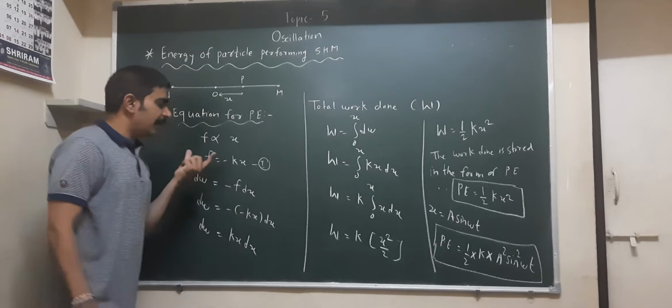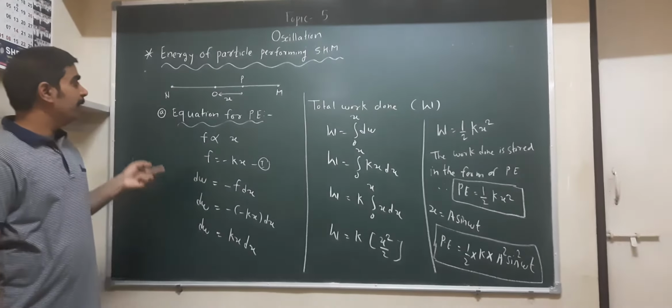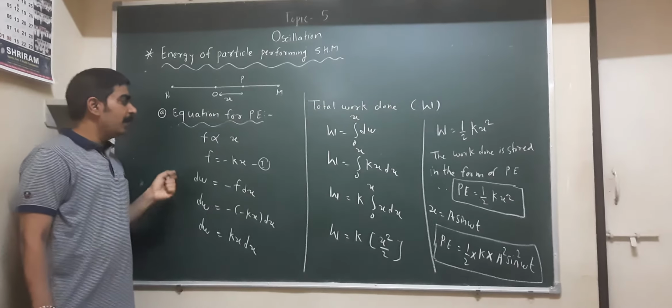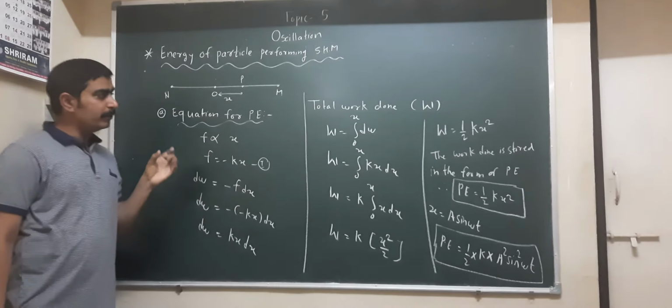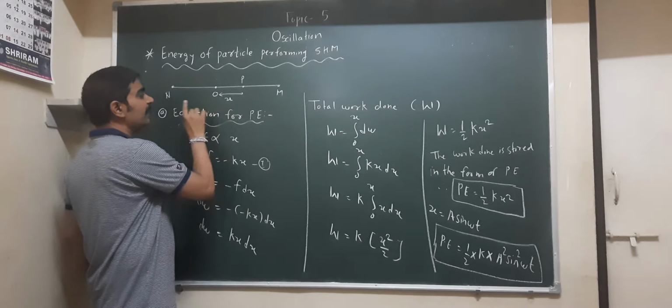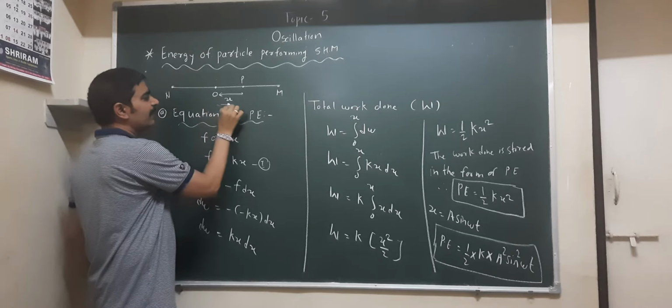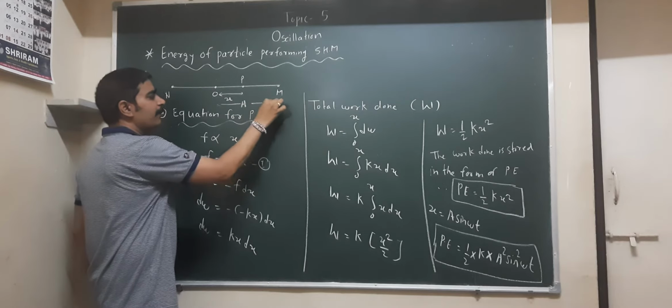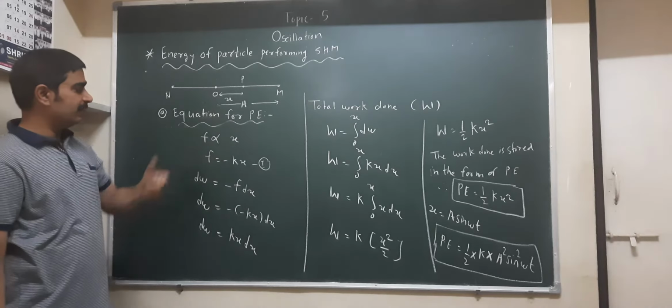So friends, I am going to explain this part once again. Here, the first part is the equation for the potential energy. In order to derive the equation for the potential energy, look at the diagram. In your diagram, the particle is performing SHM having the amplitude small a, or we can use capital A, as the amplitude of the particle performing SHM.